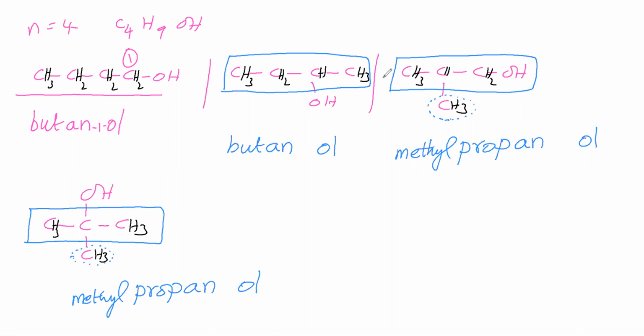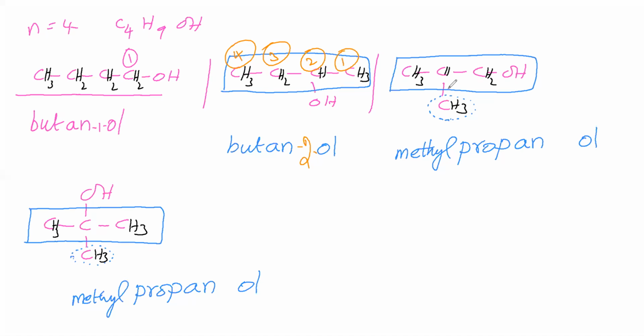Let us give positions now. Here, if you give the position, here number 1, here number 2, here number 3, here number 4. Now this OH group is attached to the second carbon. Therefore, we are saying butan-2-ol.